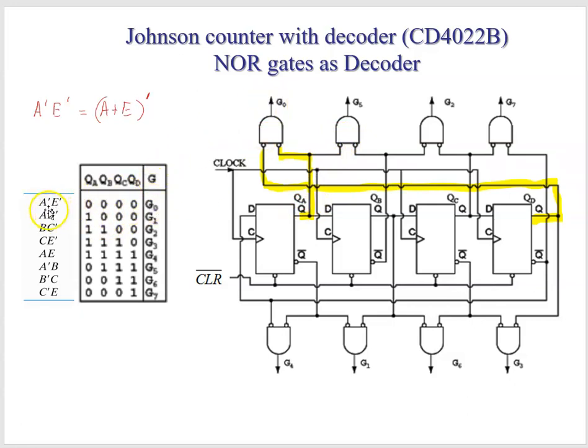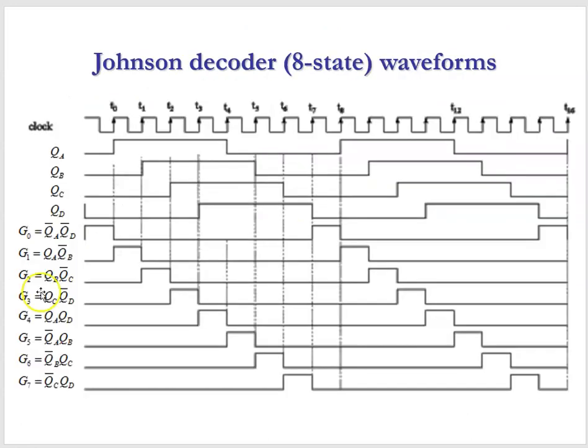At G0, which we designed to be A prime E prime from our Karnaugh maps, we can convert that to A or E, inverted. This is the symbol for a NOR gate, which is an invert OR instead of an OR invert, and it's pulling A and E as opposed to A prime and E prime. And you can verify that each of these NOR gates represents the ANDs that we decoded earlier. So that's how we can use this Johnson counter to create 8 unique timing signals.